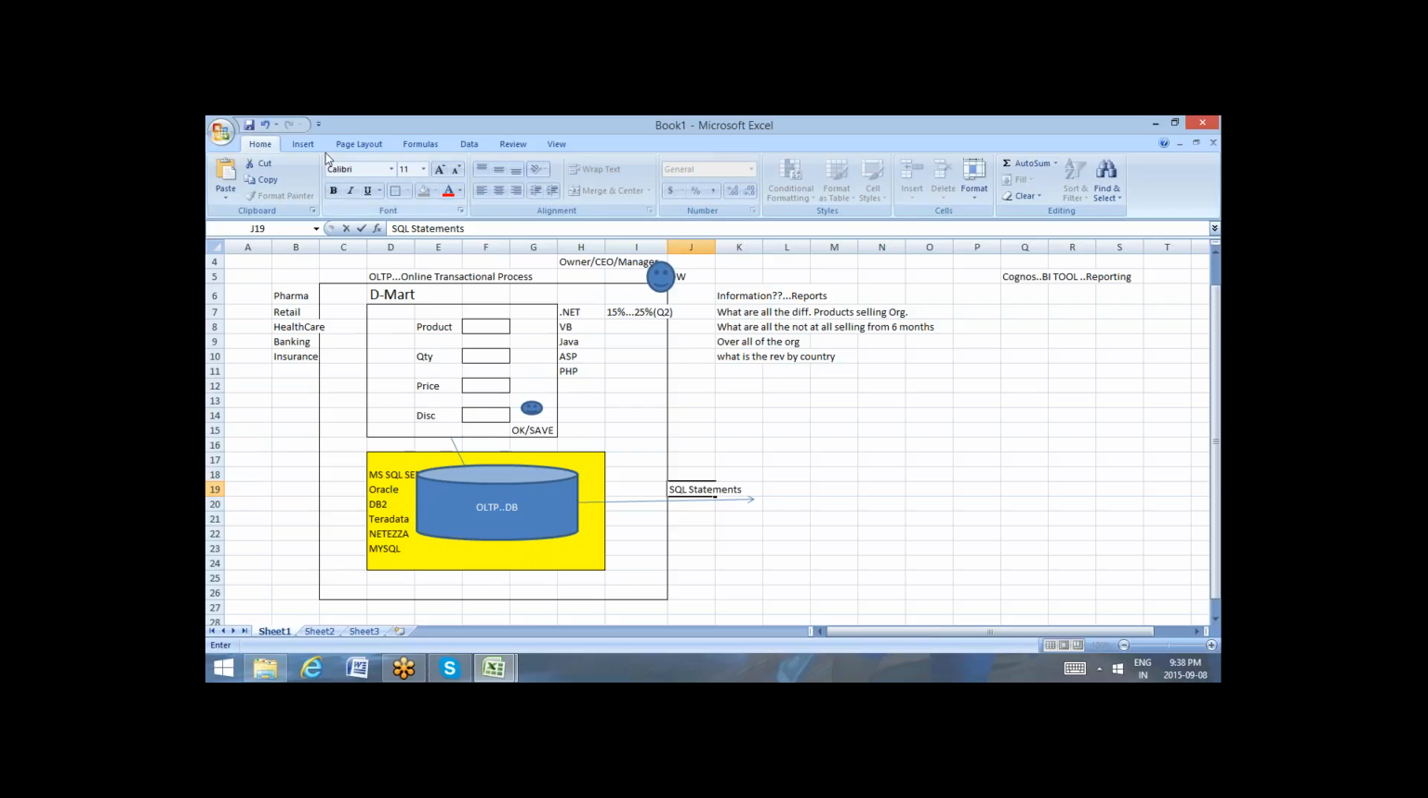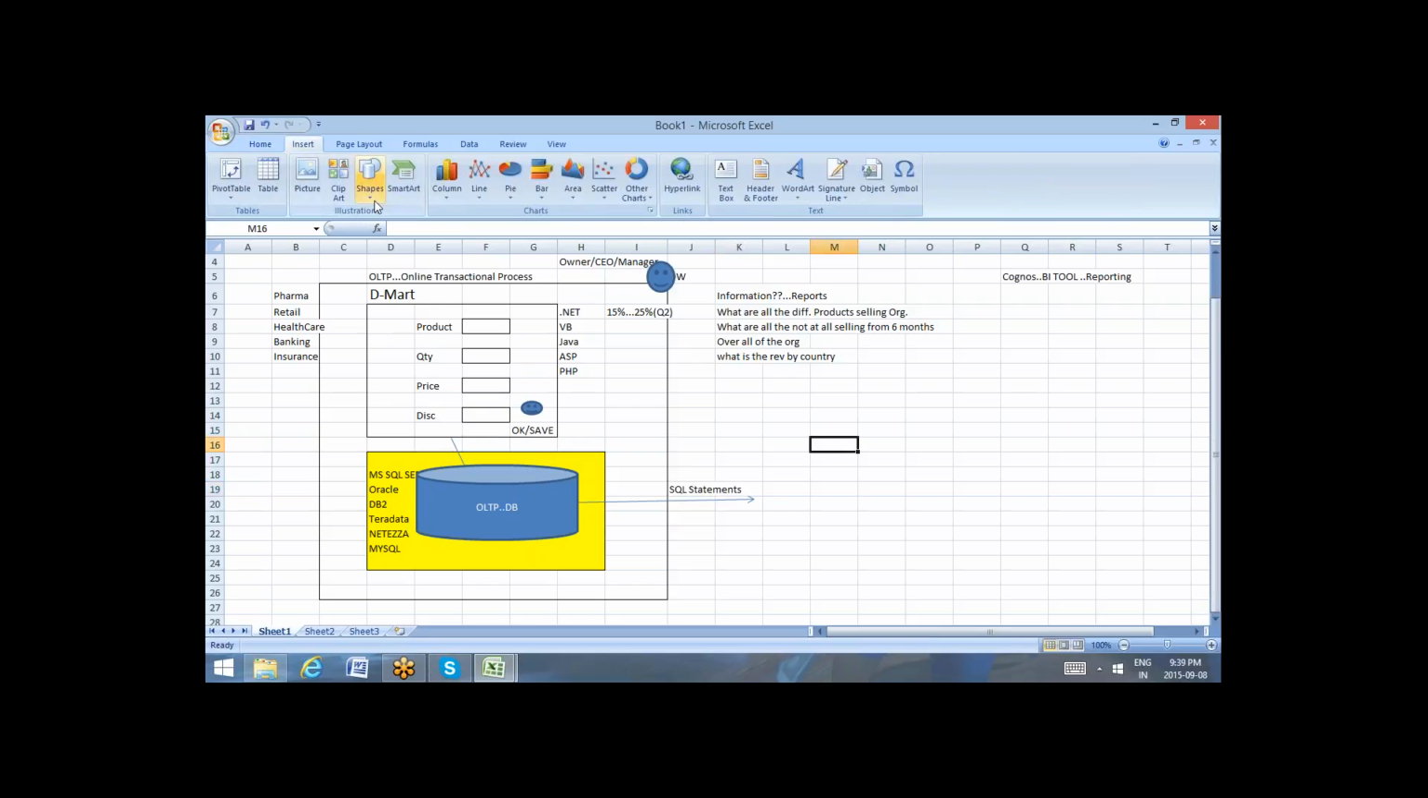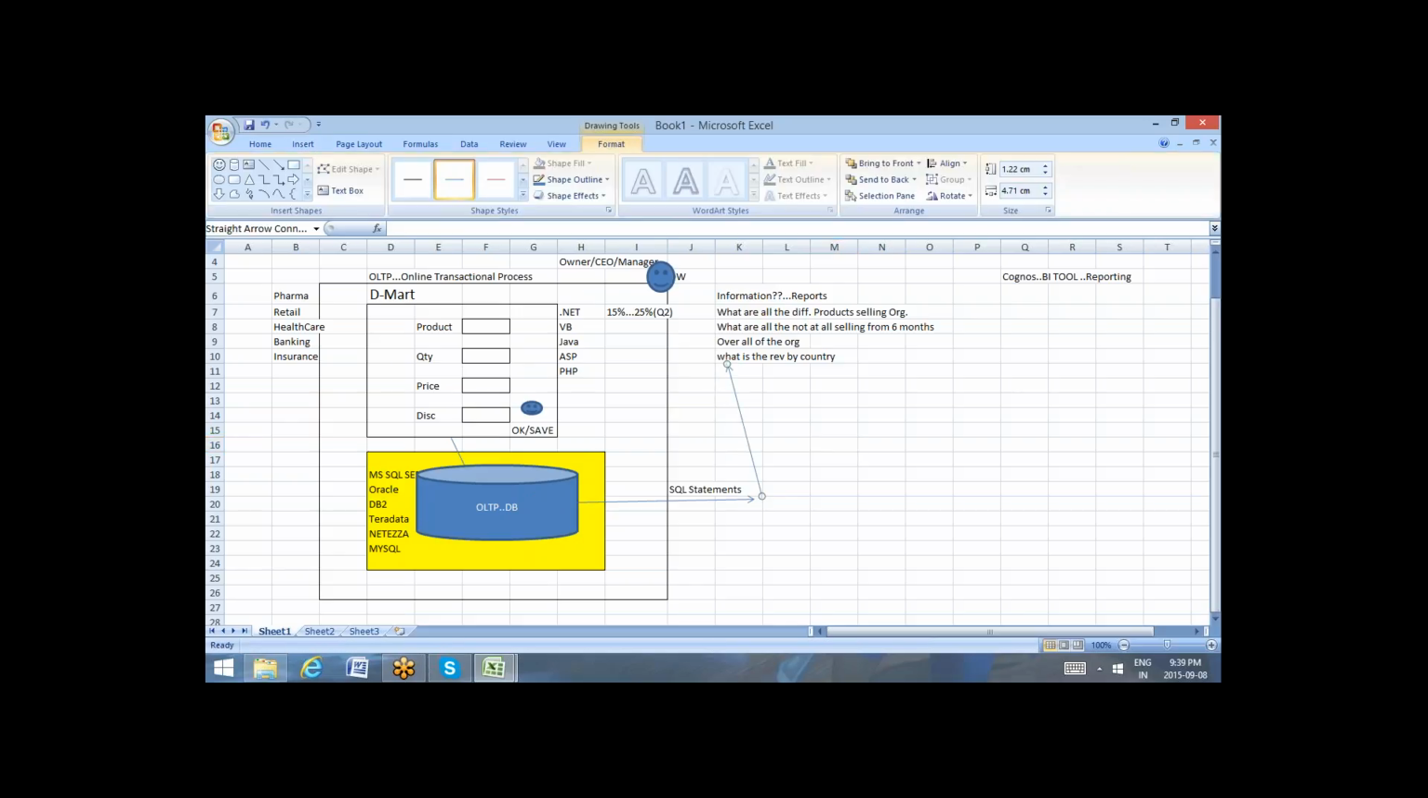So whatever information is retrieved from the SQL statement, maybe to the managers, I need to provide it in the form of graphical representation, like a pie chart, bar chart, column chart, line chart, or maybe in tabular format. The raw data available in this database, I need to extract somehow with the help of SQL statements, then represent as useful information. This process here is called BI, business intelligence in general.